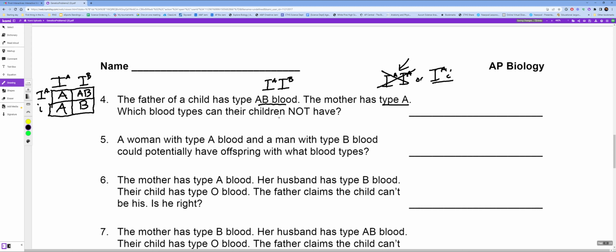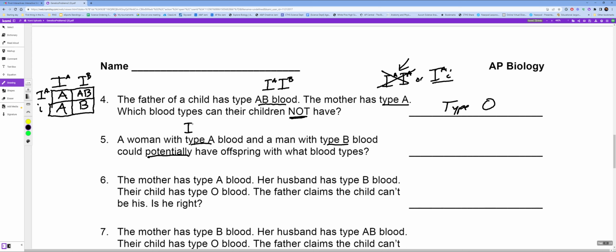So the question is, which blood types can their children not have? Well, looking at this cross, what's the only blood type that they could not have? It looks like type O. I'm going to put type O over here because you can't see that in your cross. A woman with type A blood and a man with type B blood, so type A, type B, could potentially, that's a key word there, have offspring with which blood type?